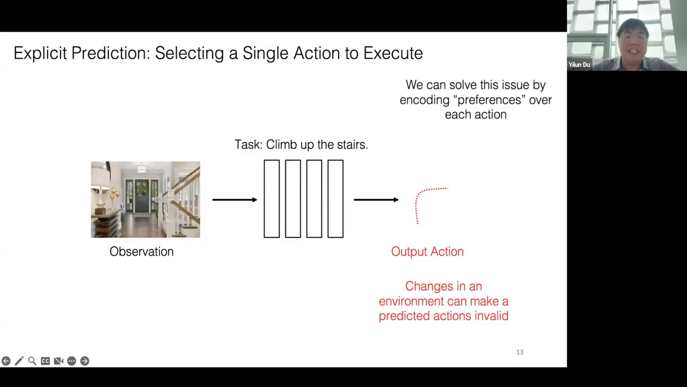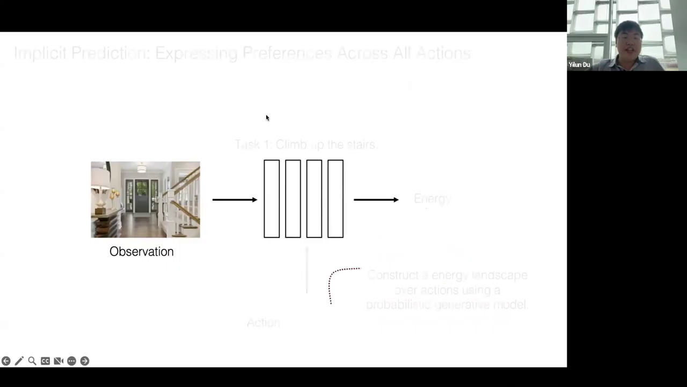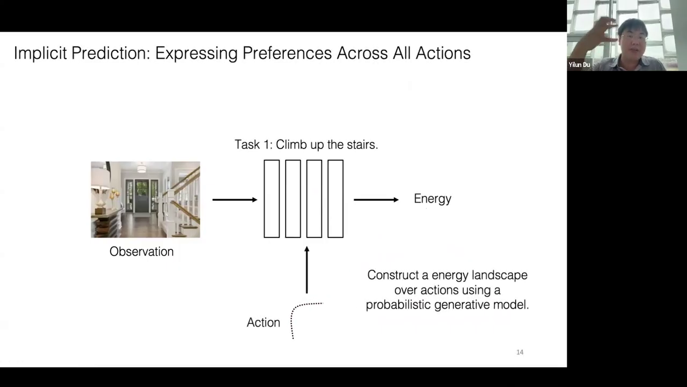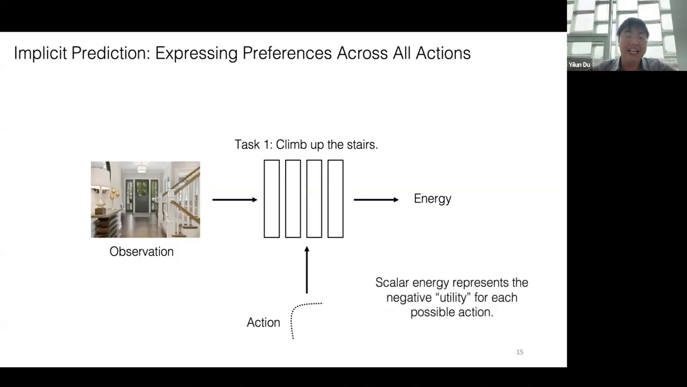One idea is, instead of learning a neural network that explicitly regresses the action we want to take, we could have a neural network that encodes a preference over every single action. This network takes in the image observation, the task, climb up the stairs, and the action trajectory, and outputs a single energy prediction. So for every action trajectory you pass in, you get a different predicted energy value, which represents the negative utility of the possible action.